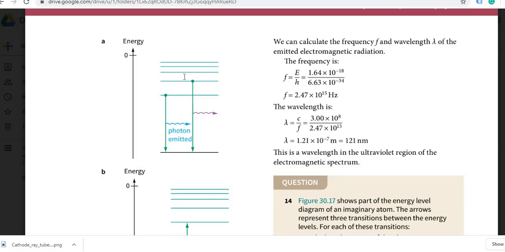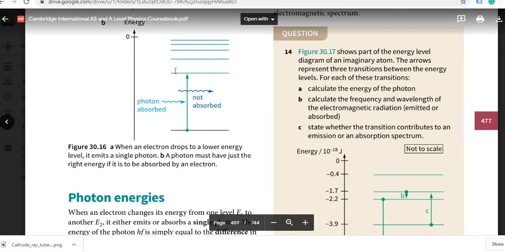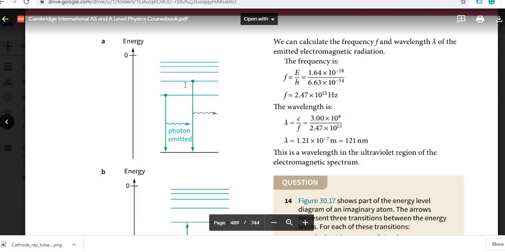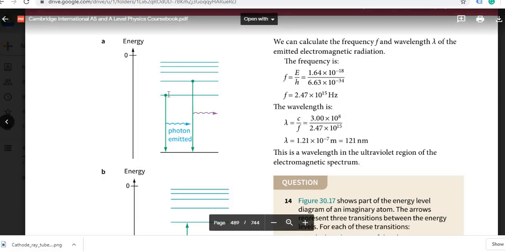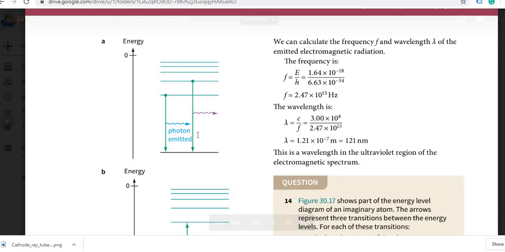When it comes back down from a high energy level, like you can see here, the arrow is down. This green arrow is indicating that the electron is going from the high energy level to the low energy level. You see the arrow is pointing down. Here the arrow is pointing up. When this happens, the electron emits a photon. It emits the photon because it gives out the energy. So it emits light. So when the electron is going from this energy level to this energy level, energy is released, and it is released in the form of a photon.